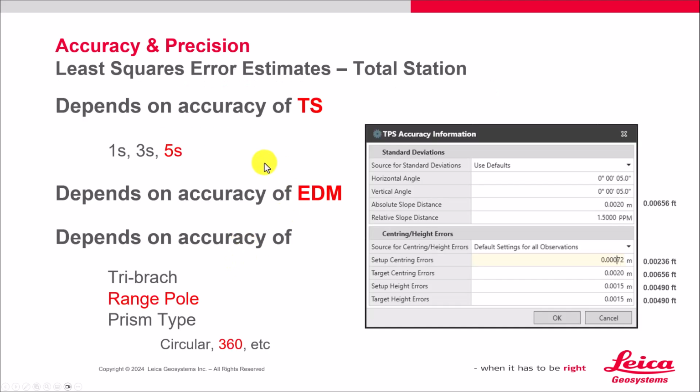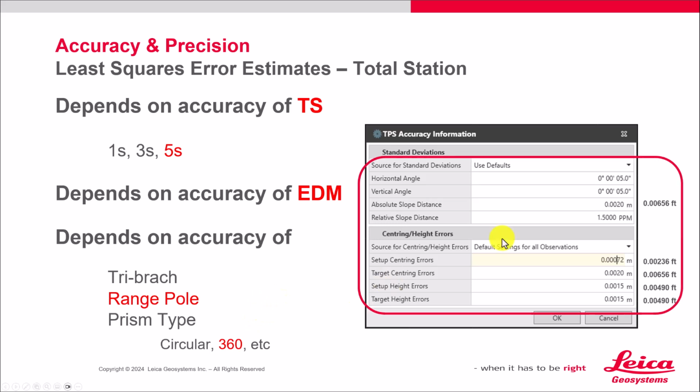As we spoke of, we're going to fill in some least squares numbers as we go along. So total station accuracy information depends on accuracy of the total station. We picked a 5-second one, depends on the EDM. And we're going to say we have a range pole and we're using a circular prism. So what does that do? Well, we would fill all these in over here.